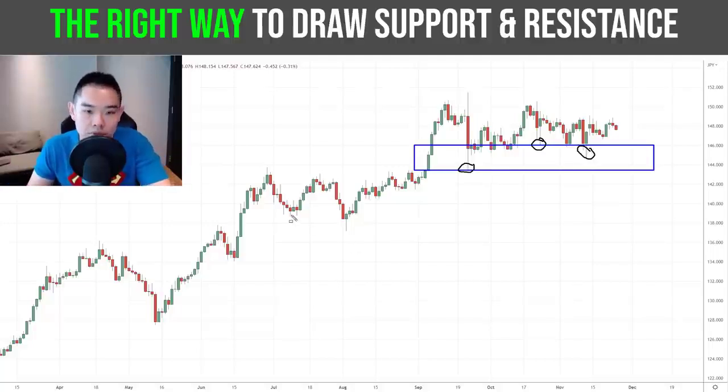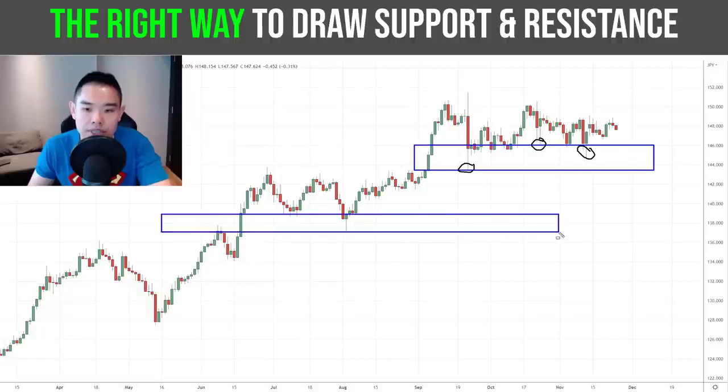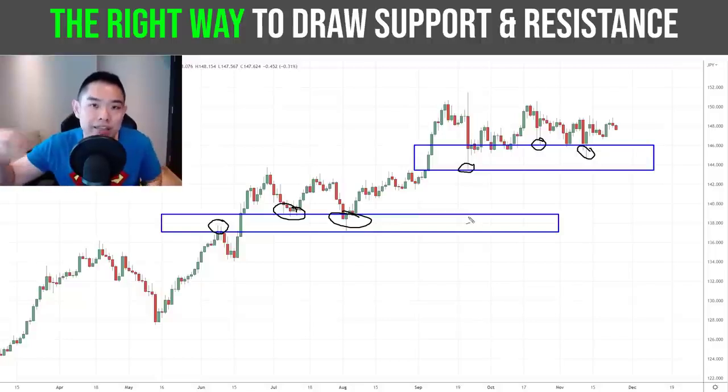So another example, this one over here, I would draw this probably something like this, okay? So for this area of support, you can see, again, I draw it in this manner because I got multiple touches. I got this one over here, previous resistance, which became support, this area of support, and then this area of support as well. So this is what I mean by drawing your support to get as many touches as possible into the box, into the zone.